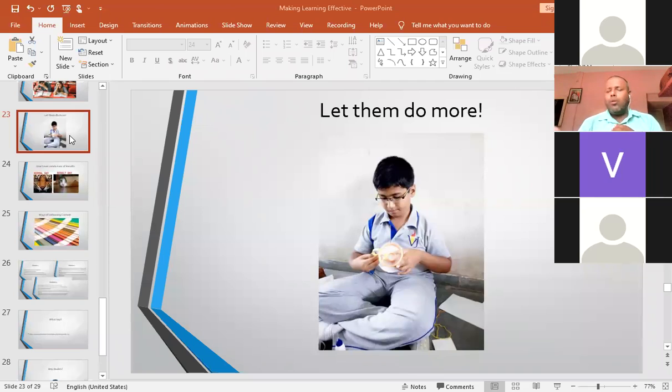They must do more. They must listen very, very less. In fact, as I mentioned, zero lecturing. So they must do more and listen very, very less. That is child-led classes, or you can say child-centric classes.